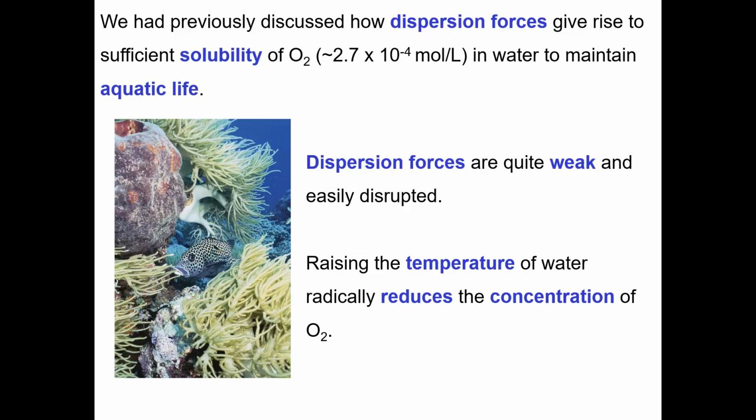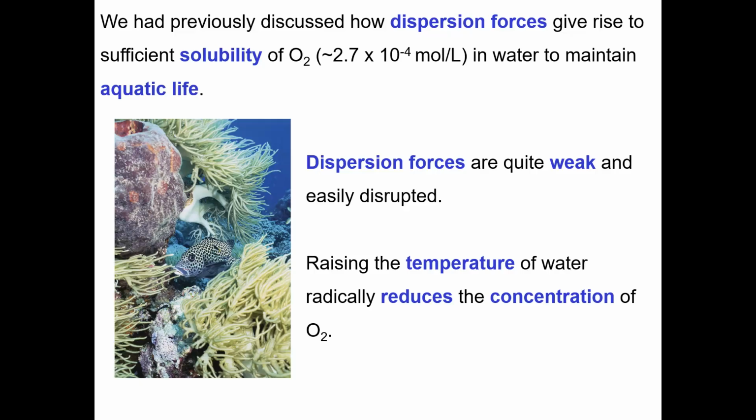Now, in gases, the intermolecular forces are quite weak, and this is true for oxygen in water. The dispersion forces that hold the O2 into the water are easily disrupted if the solution gets warmed. As a result, raising the temperature of water radically reduces the concentration of oxygen in water. And this is true for all gases. Raising the temperature of the solvent reduces the concentration of the gas.